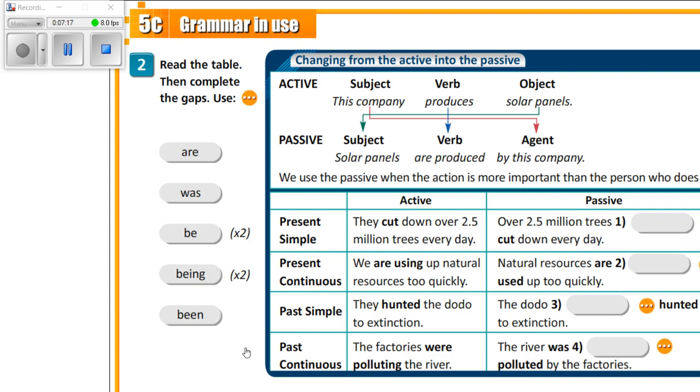Can we change this question on page 66? Wait to see you on page 66.